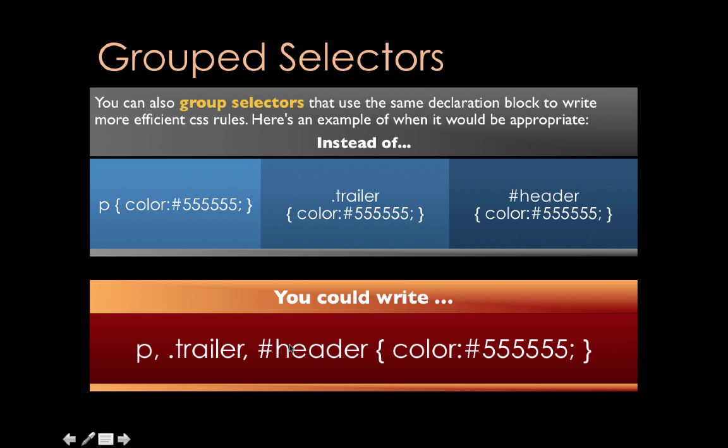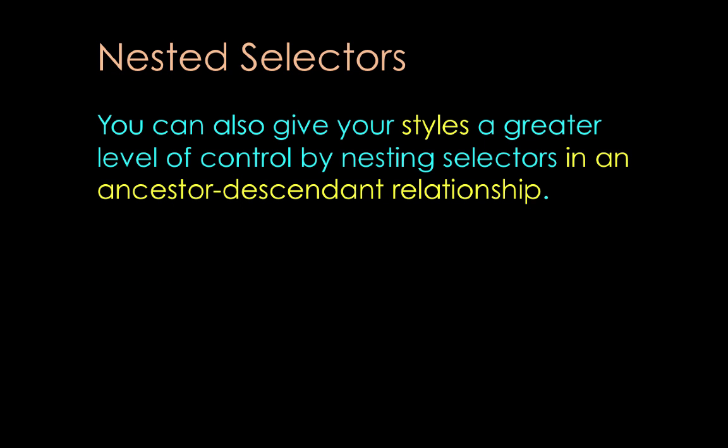What we could come down here and do is we could comma separate the paragraph selector, the trailer class selector, and the header ID selector, and then just give all three of those things one declaration block of color 555, right? So that's more efficient. That's referred to as grouping selectors. All right, so let's move on and let's talk about nested selectors.